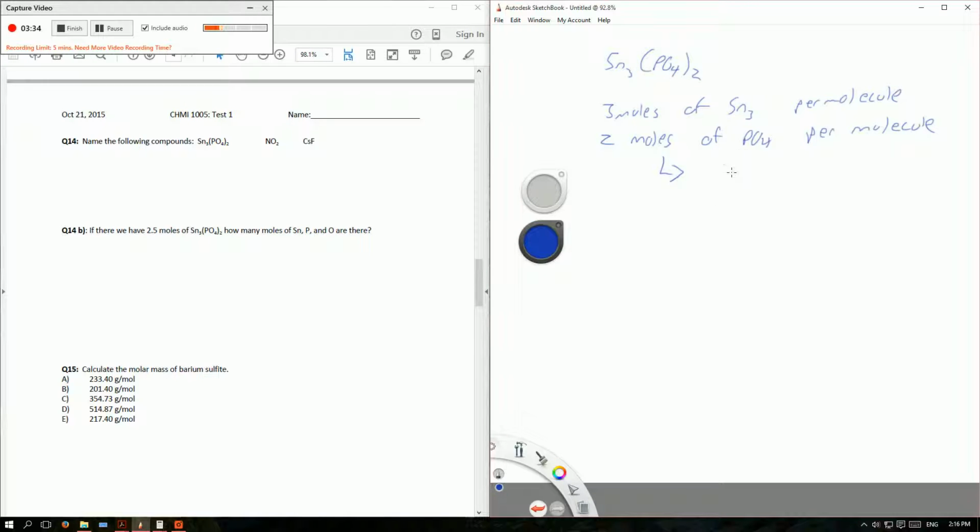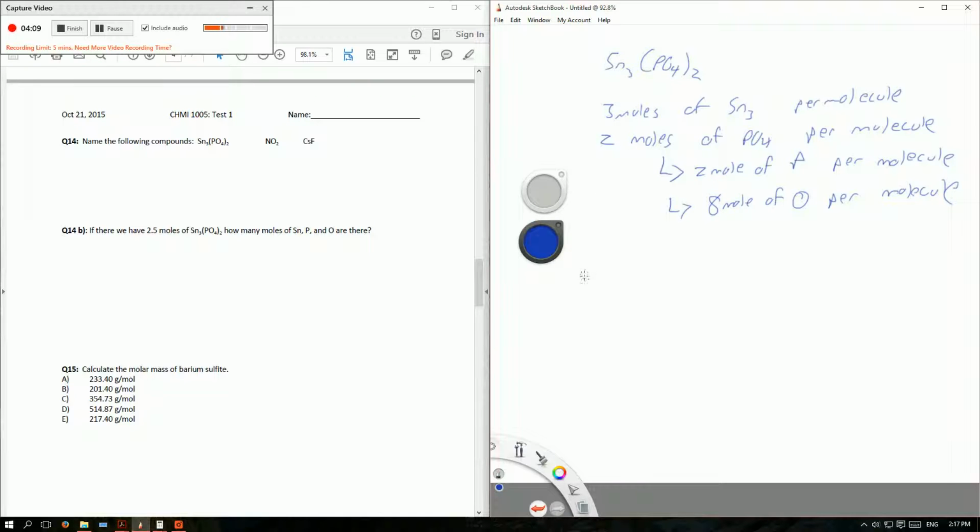But we're also saying that means there's 2 moles of P per molecule, and here we have 2 times 4 is 8 moles of oxygen per molecule, right? And that's just per molecule, well, when you look at it.